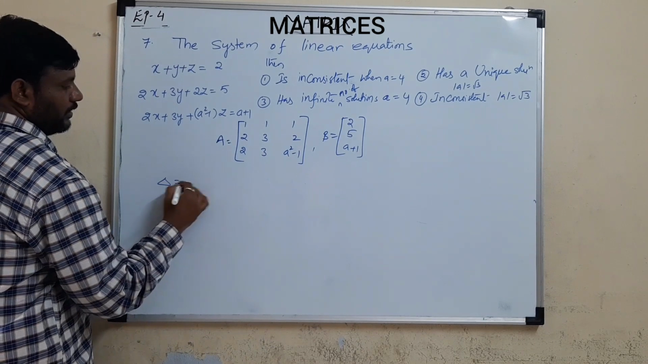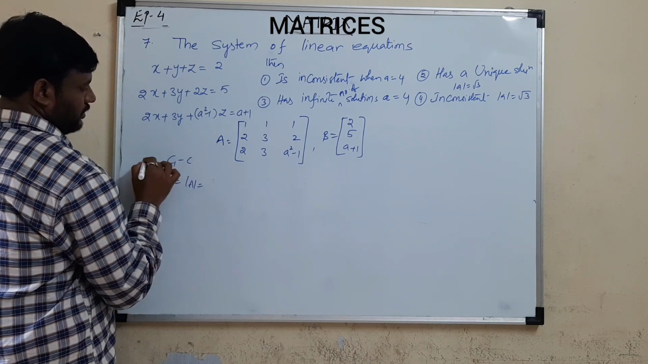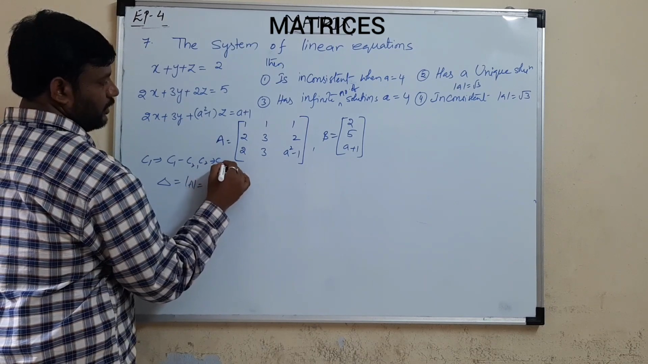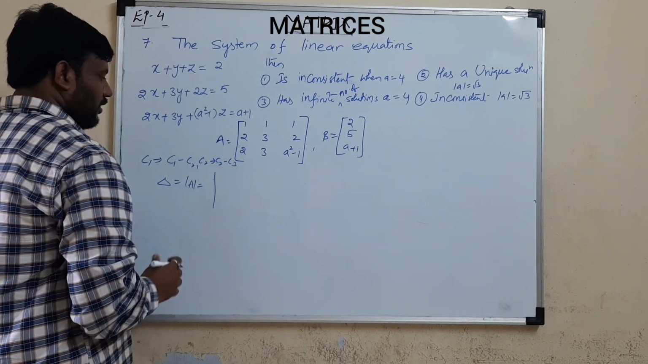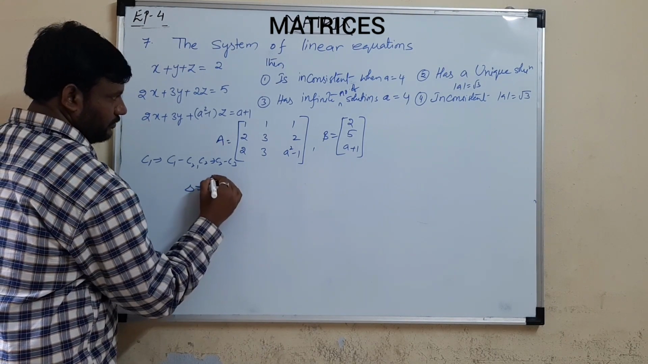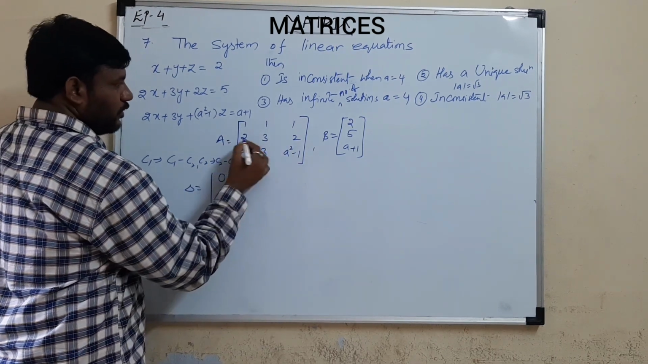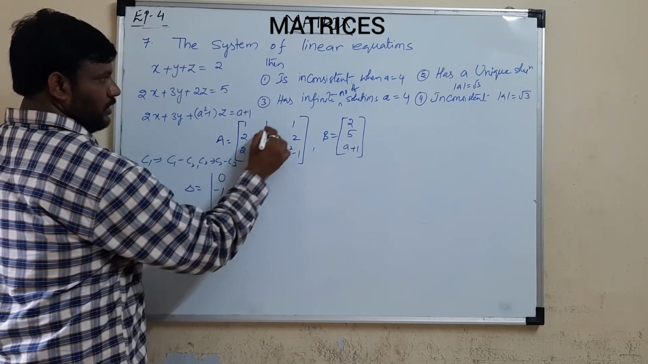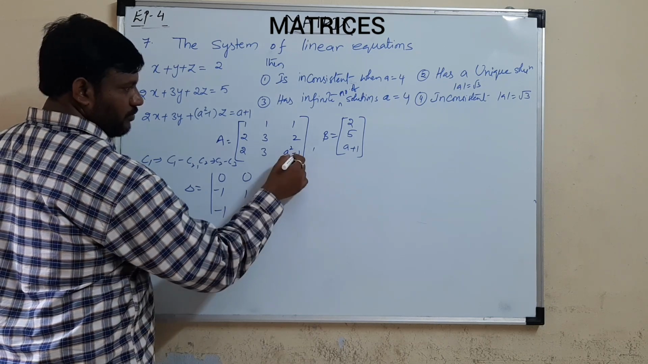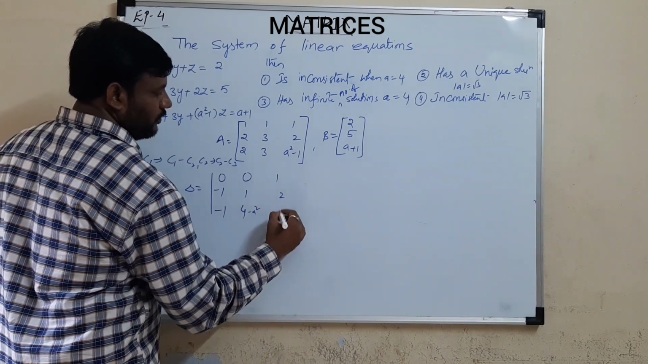So directly go for delta, there is a good delta here. We can go for the operations, use operations C1 minus C2 and C2 minus C3. I am changing here: C1 minus C2, that is 1 minus 1, 0; 2 minus 3 is minus 1; 2 minus 3 is minus 1, 1 minus 1, 0; 3 minus 2 is 1; 3 minus a square minus of a plus 1, that is 4 minus a square; then 1, 2, a square minus 1.